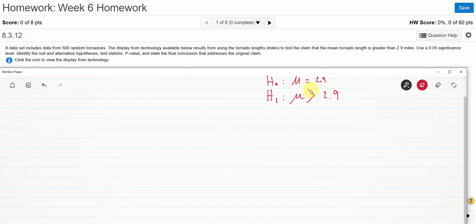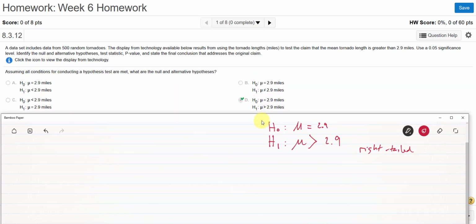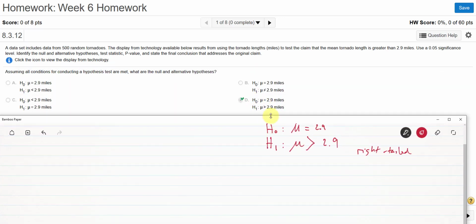And we know that this is pointing to the right, so that should be the right tail in this case. So in this problem, your null hypothesis is the mean equals 2.9 miles, and the claim is the one that has the inequality, bigger than 2.9 miles. So this one is the assumption for the null hypothesis. This is the alternative hypothesis.